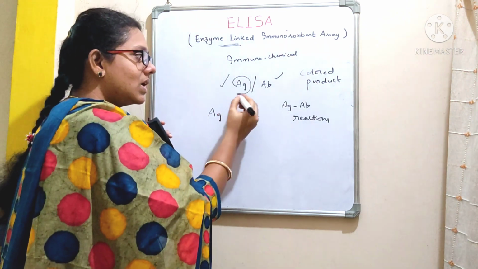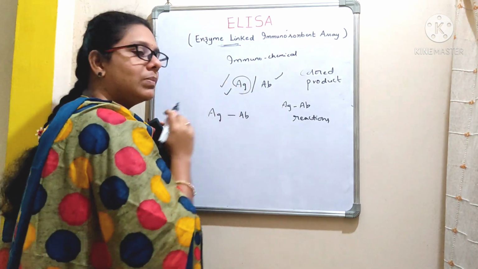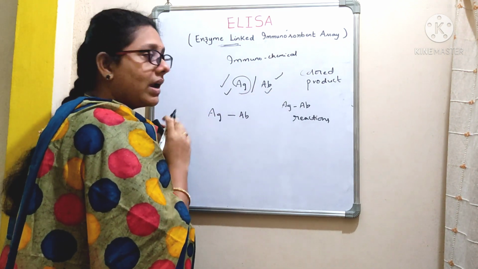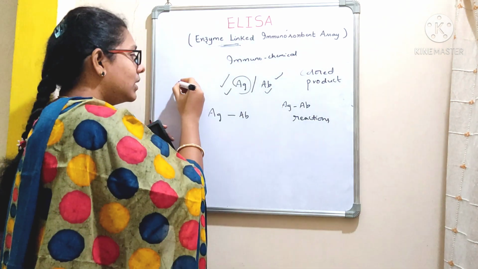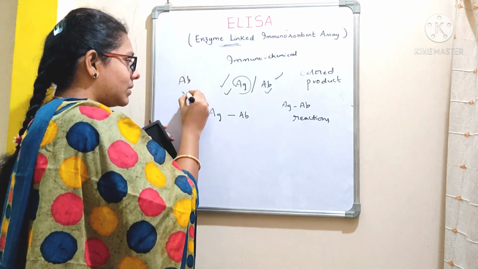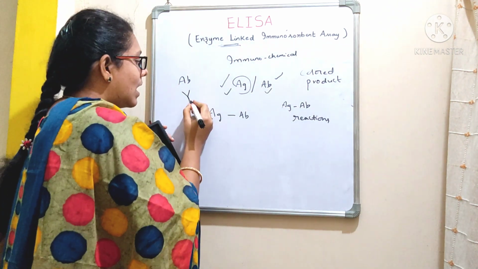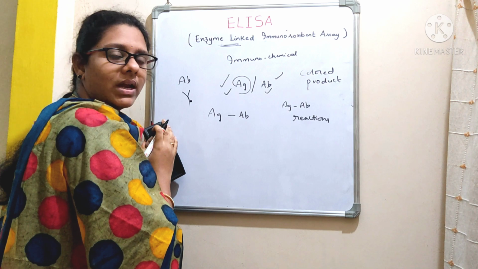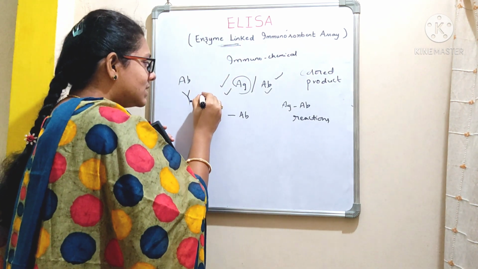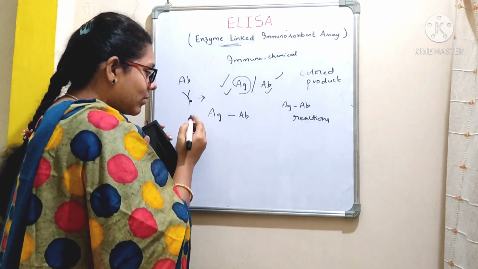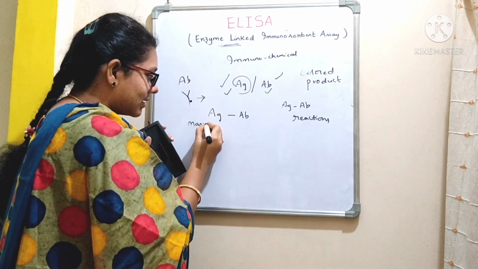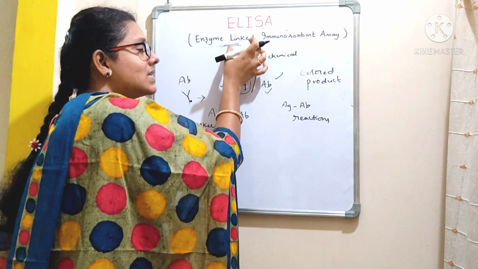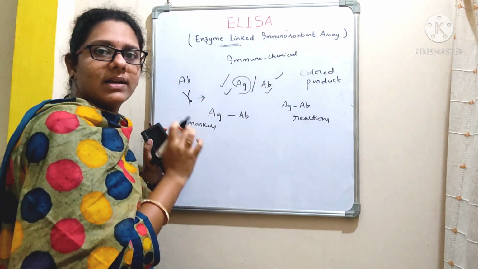Suppose we want to detect the presence of antigen, we go with the addition of antibodies. Also in this technique we use antibodies. For example, this is the structure of an antibody, and these antibodies are conjugated with enzyme. We use these enzyme conjugated antibodies as markers in this assay method. That's why we call it enzyme linked immunosorbent assay.